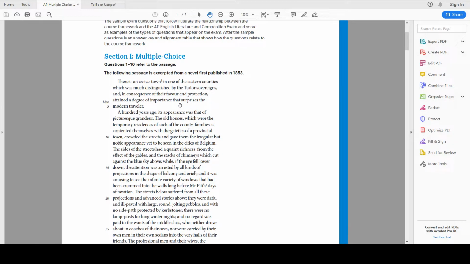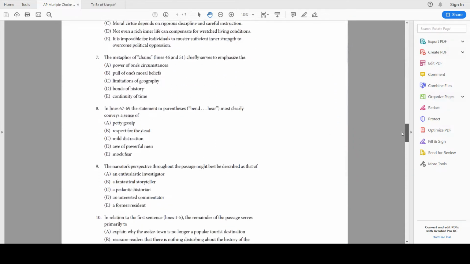Huh. Well, why would it surprise the modern traveler? It wouldn't surprise you if I said that 200 years ago, New York City was full of importance and favor and protection. Why is that? Because New York City still is cool. So when you see that word surprises, that's the clue that if you read the whole passage, you know that it's about the town kind of sucking now. So let's take a look at question 10.